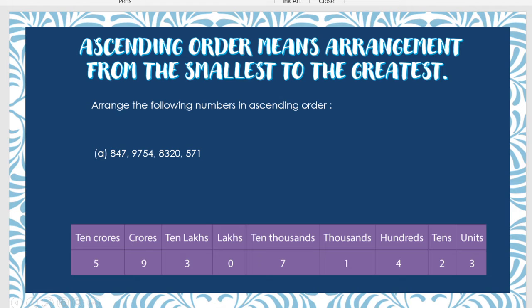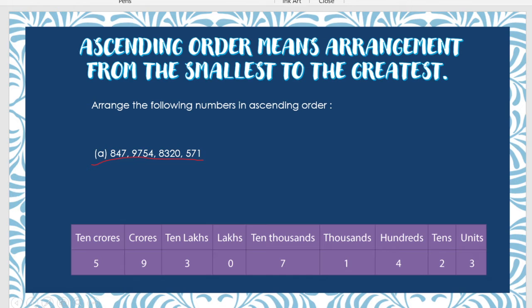Now ascending order means arrangement from the smallest to the greatest. This I have told you. So you have to do this with numbers. You have to do the question. This is the number table given to you at the bottom of the screen. Again, you have to mark 1, 2, 3, 4. The number which will come first will be marked 1.